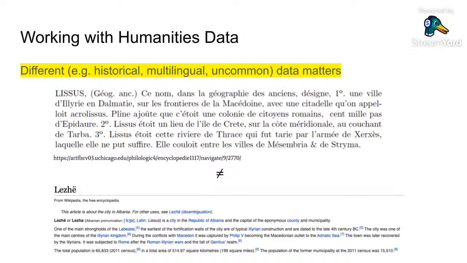On the top is an article from the Encyclopedia for a place in Illyria, potentially on the island of Crete, perhaps in Thrace. So Lissus is a place that the Encyclopedia includes an article for, precisely to call into question, to raise the debate of the location of this place.